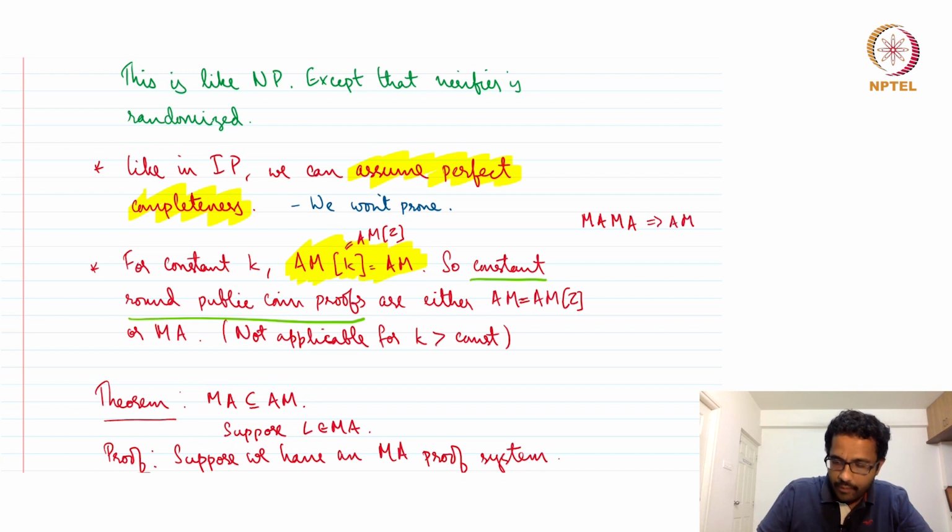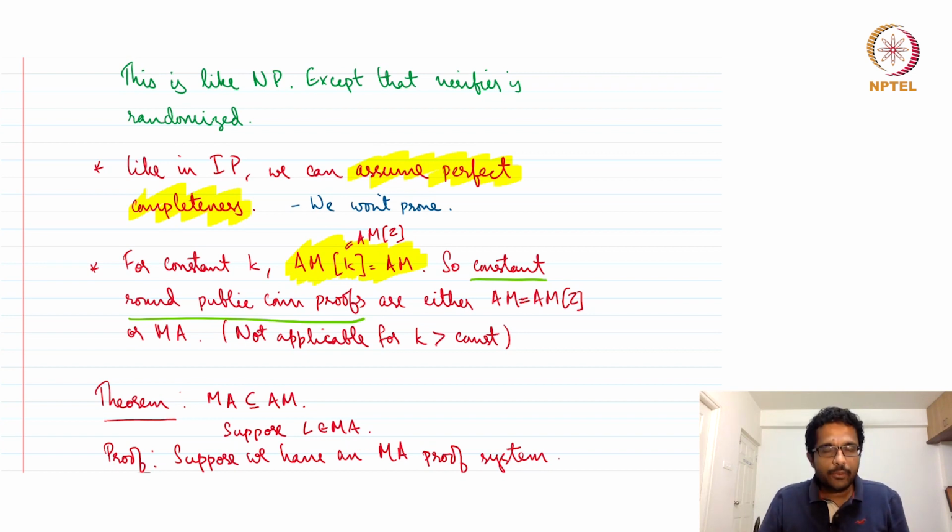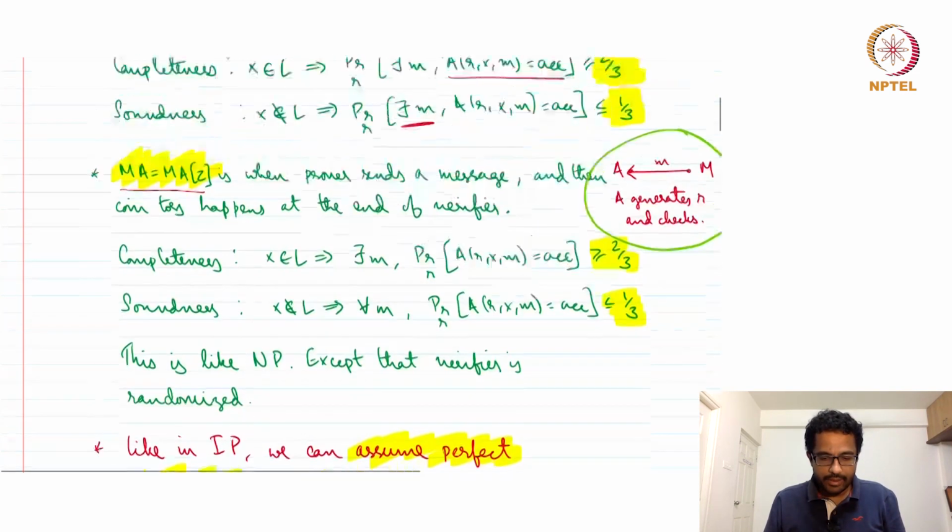AM. The other thing that can happen with constant round public coin interactive proofs is that we just have MA, which is just 2 rounds: Merlin sends and Arthur verifies. So the point here is that constant round public coin interactive proof systems have only 2 classes, MA or AM, both with 2 rounds, what we just described above.